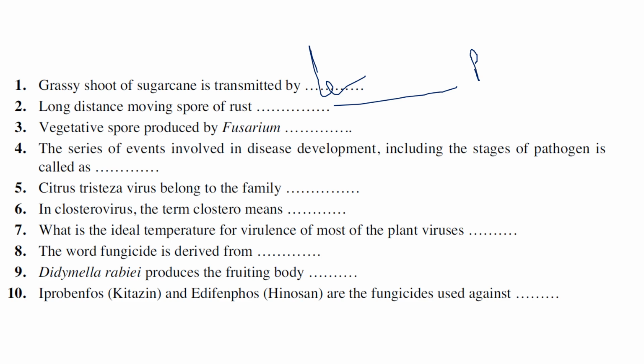More than that also in a couple of literature, one of my professors used to tell it can travel up to 40,000 kilometers, but I don't know whether it's right or not. But it is mentioned in various literature that the spores of this stem rust can travel around 3000 kilometers, because if you see Nilgiri hills to Himalaya, the distance is around 2700 to 3000 kilometers, okay? So the long distance spore of rust is the uredospore. A vegetative spore produced by Fusarium.